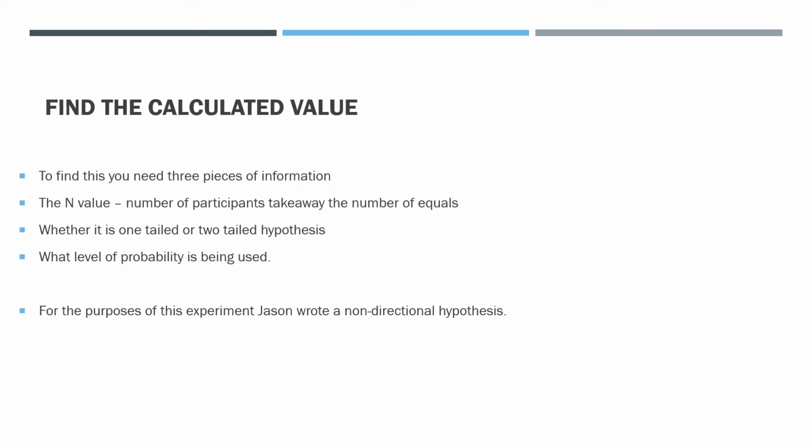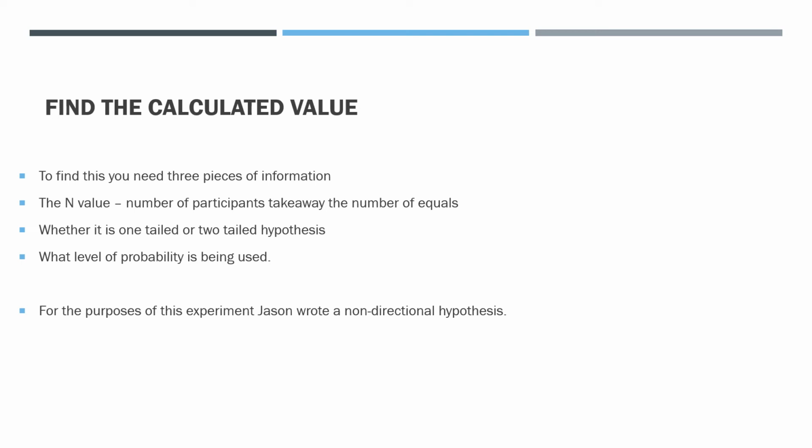Now we need to find our critical value. It does say calculated at the top, that is my mistake. We want to find the critical value. To do this, you need 3 pieces of information. The N value, which is the number of participants in total, take away the equals. We need to know whether it's a one-tailed or a two-tailed hypothesis, and we need to know what level of probability is being used. So for our N value, 10 participants take away our equals, we get 8.